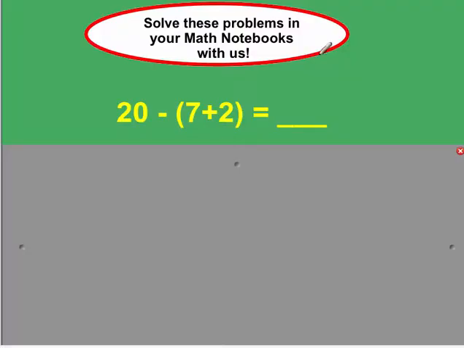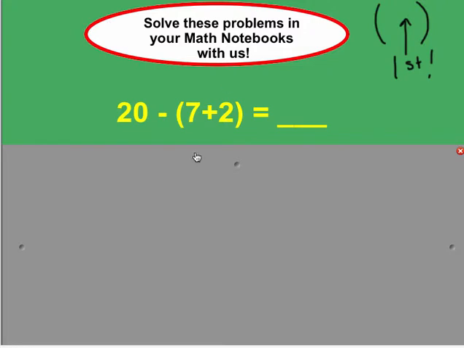Okay. All right, guys, we need you to take out your math notebooks and solve these problems with us. So the first thing you're going to write down is 20 minus, in parentheses, 7 plus 2, close the parentheses, is equal to, and we're going to solve these together. So remember, the parentheses are bossy, and they're so important. You have to do whatever is inside first, all right? Or else. I don't know what else.